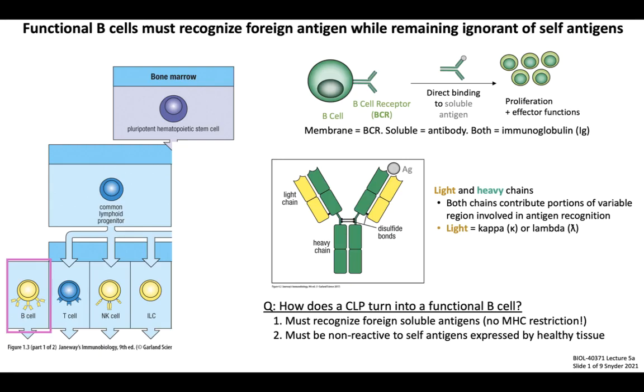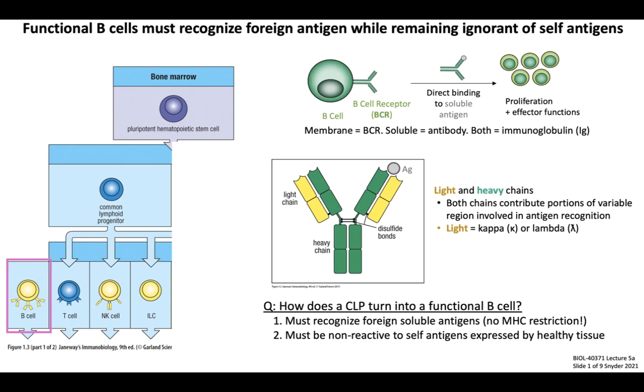Similarly to our lecture on T-cell development, we'll start off today with the overall question of how exactly does a common lymphoid progenitor transition from a multipotent state to differentiate into a functional B cell. We know that a functional immunoglobulin must be able to bind to foreign antigen, though again this is different from the TCR in that foreign peptide recognition is not MHC restricted.